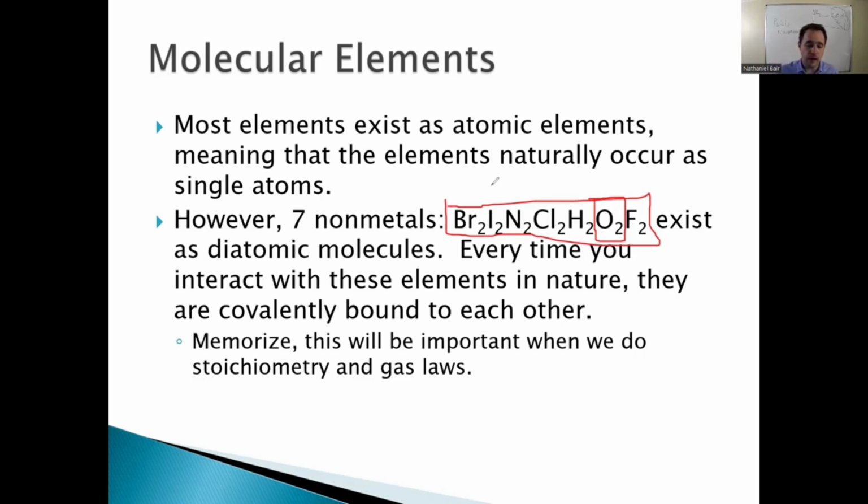So, 70% of air is nitrogen. That's not N, that's N2. These elements are only stable when they're combined in a diatomic fashion.